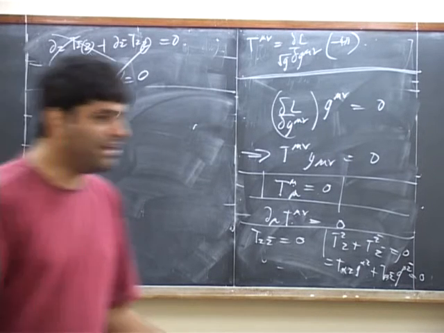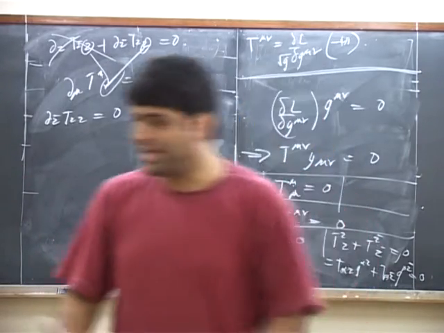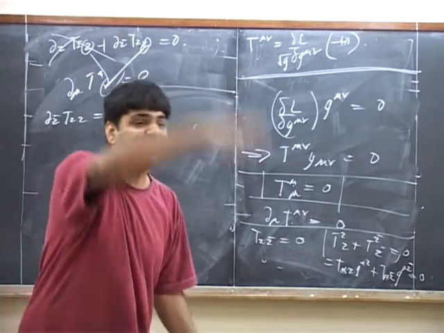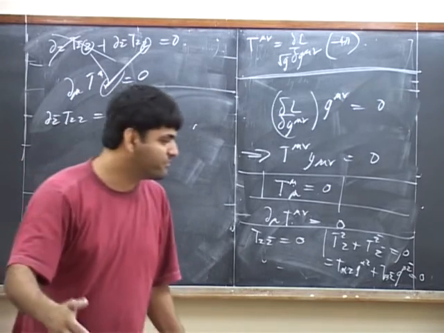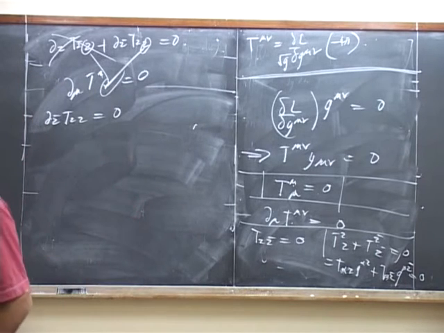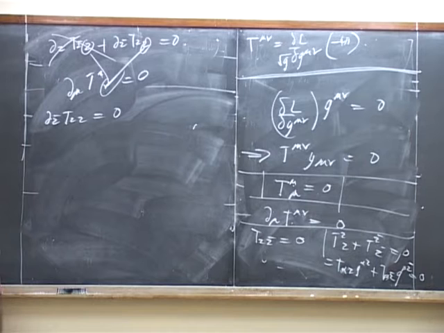So inside correlation functions, the correlation function of T Z Z is an analytic function of the point of its insertion, as long as you stay away from other points. Is this clear?